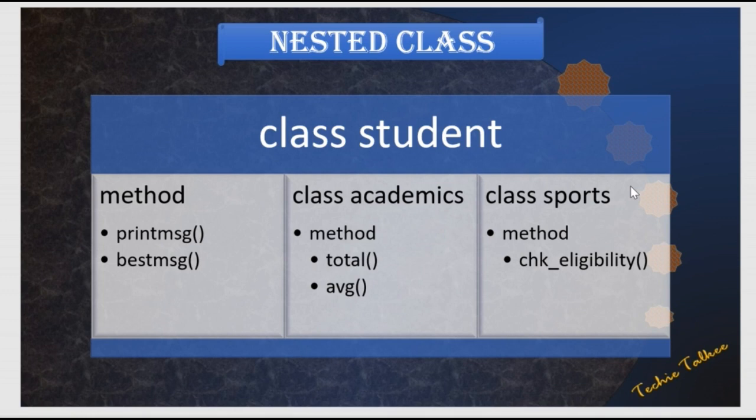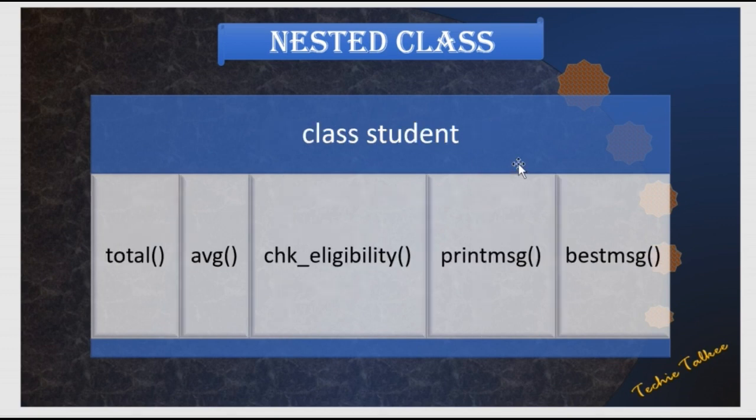So first of all, why do we need a nested class? It is all about how we structure our code. Writing a program is very easy. For example, I can define only one class for student and write all the relevant methods inside the class. That is, I can write the total and the average calculation methods, checking for the sports eligibility, and the print messages, all inside the same class. But it is just going to be cumbersome code when it comes to understanding the logic or debugging. So this calls for a need to have user-friendly code.